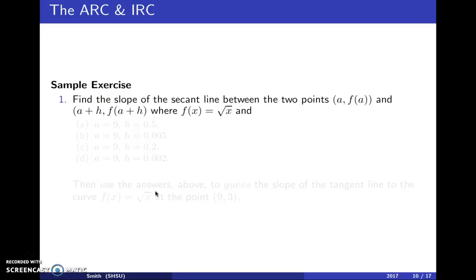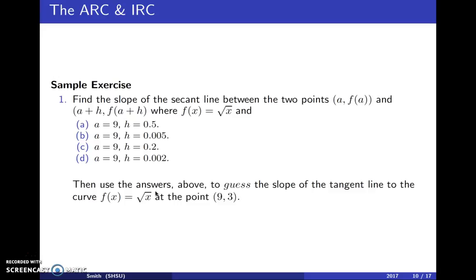Here's an example. Consider the square root function, f of x equals square root of x, and let's find the secant line between 2 points a, f of a and a plus h, f of a plus h, where a is 9 and h is 0.5, or a is 9 and h is 0.005, and so on. We'll try out 4 little sub-examples. And then, once we've done that, use these answers to guess the slope of the tangent line to the square root function at the point 9, 3.